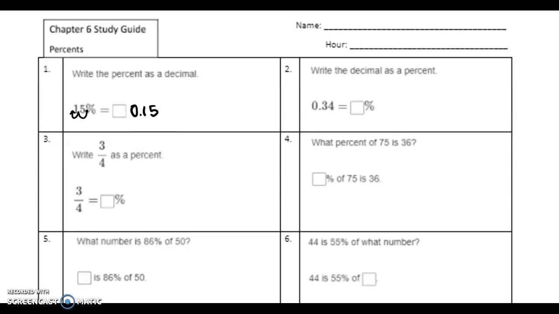For number 2, it says to write the decimal as a percent. So we just work the opposite direction. We are going to move our decimal 2 places to the right, and this becomes 34%.